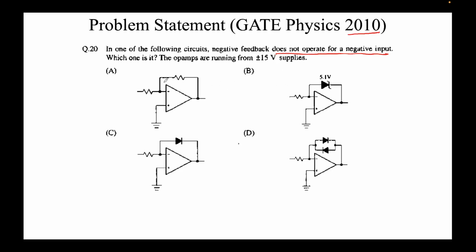Four op amps are given. This is a multiple choice question with only one correct answer, and we'll try to find the correct one. Before we try to solve this problem, there are a few pre-checks we need to do. We first need to establish whether the op amps are ideal or not.